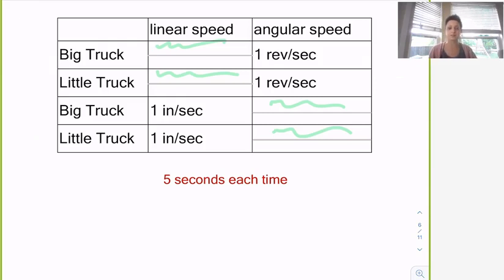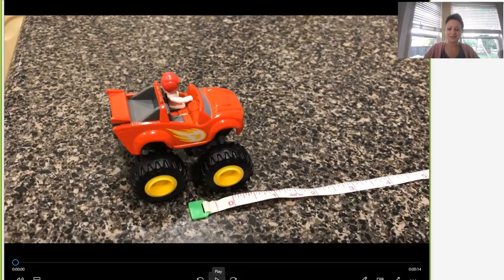The second 2 videos, we're going to keep the linear speed constant and see which one has the faster angular speed, okay? So the first video we're going to watch is the big truck going at 1 revolution per second. All right, so here's the big truck. He's going to go 1 revolution per second, and we're going to go for 5 seconds. So then we want to see how far he ended. And I've got my measuring tape in inches there.